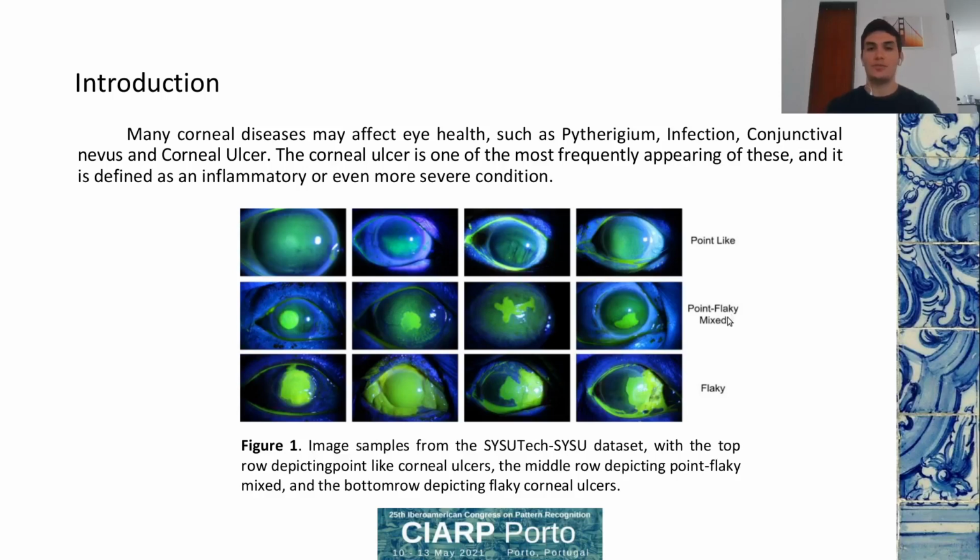In the middle row, we have the point flaky mixed corneal ulcer general type, which represents a mix of the point-like general type and the flaky general type, being the point flaky general type an intermediate level of this condition. And the flaky general type is the most advanced stage of this condition.